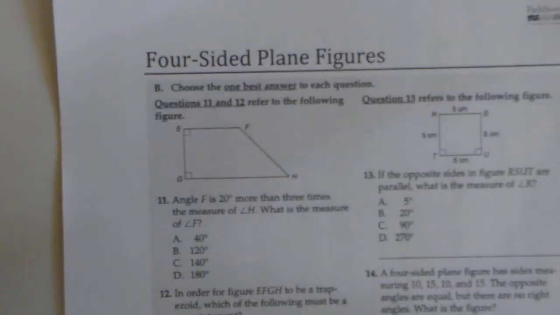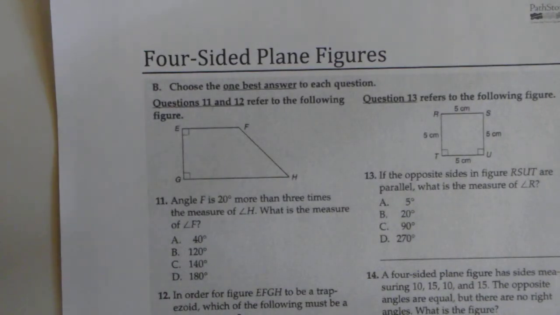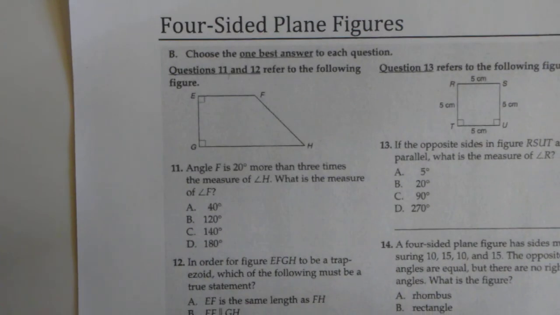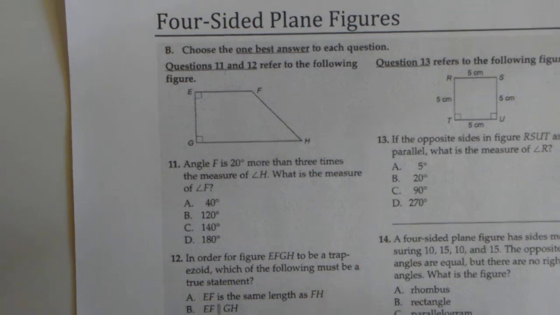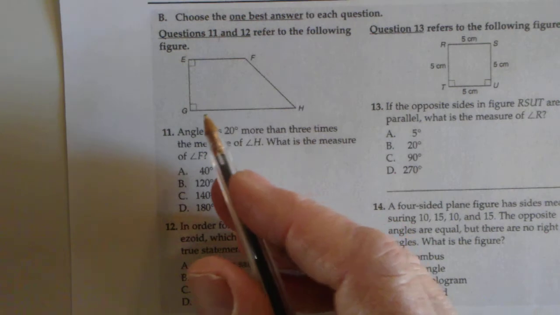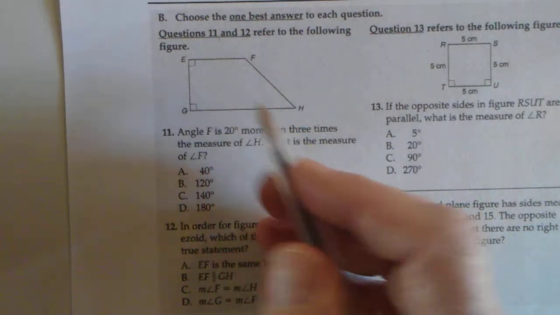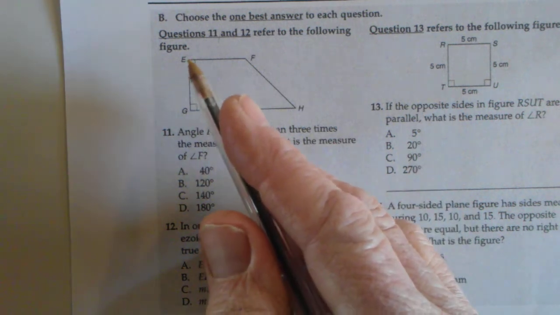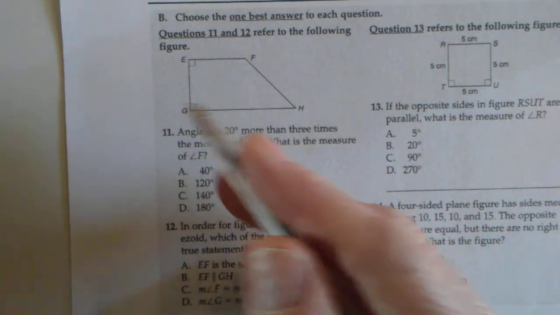Okay, so we have one more page I'm hurrying to because I know my battery's going to go. More questions. This involves the angles. Questions 11 and 12 refer to the following figure. What kind of figure is it, first of all? Well, it's got one pair of parallel sides. That's a trapezoid, even though it's not an isosceles one. Isosceles one would look like that.